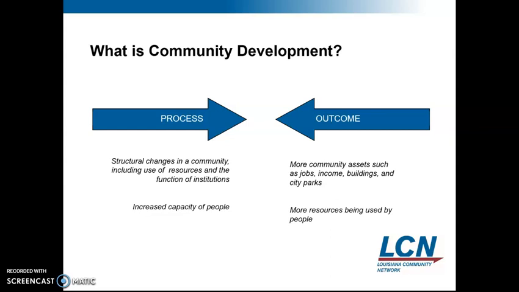So, in community development, we need to improve community assets, such as providing jobs to the jobless, improving the income of the people, improving the structure of the buildings, and providing parks within the city. So these are the important things for community development.